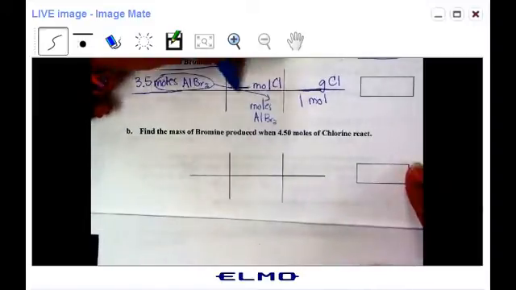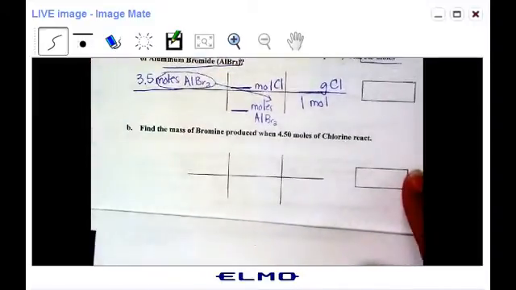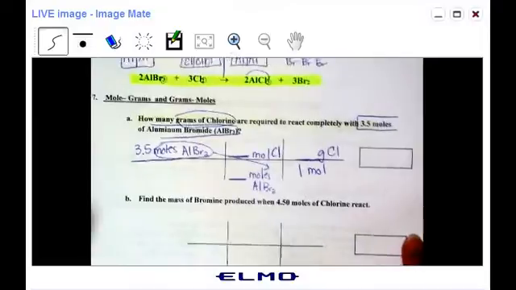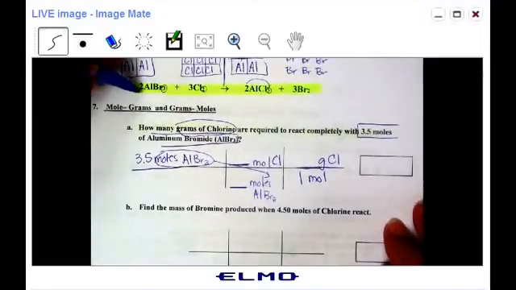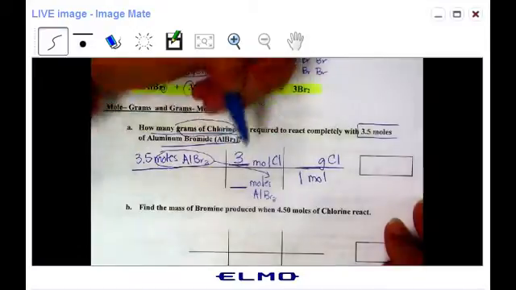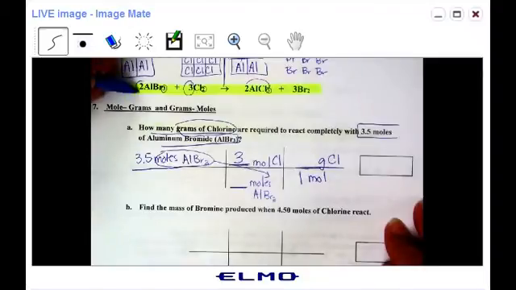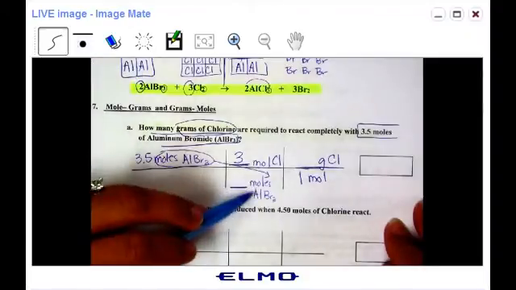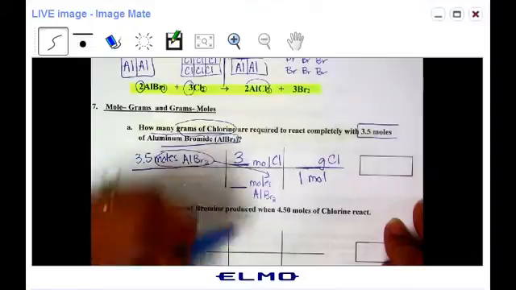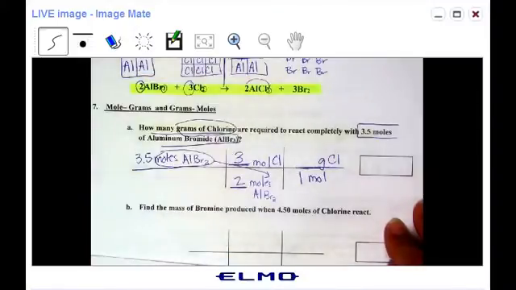But these moles I have to fill in, and I can't just put a 1. I'm going to refer back to the original equation. How many moles of Cl do I have? I have 3. So I'm going to put a 3 there. How many moles of AlBr3 do I have? You look at the coefficient, and that's what you put right next to the mole of AlBr3, which is 2.